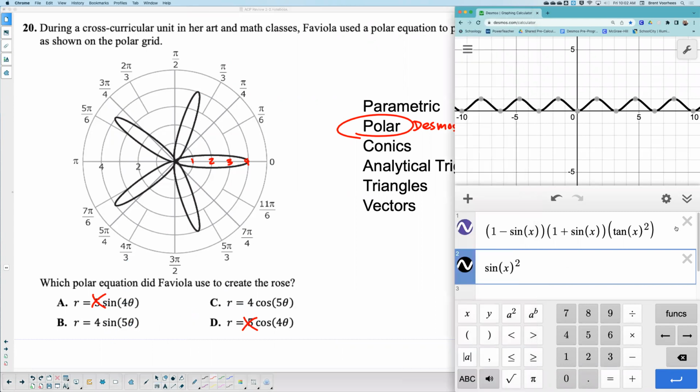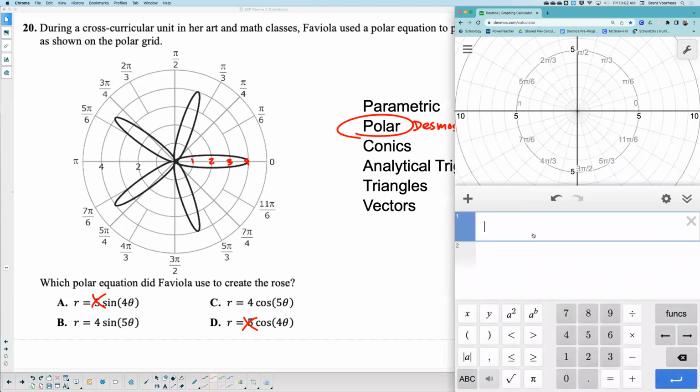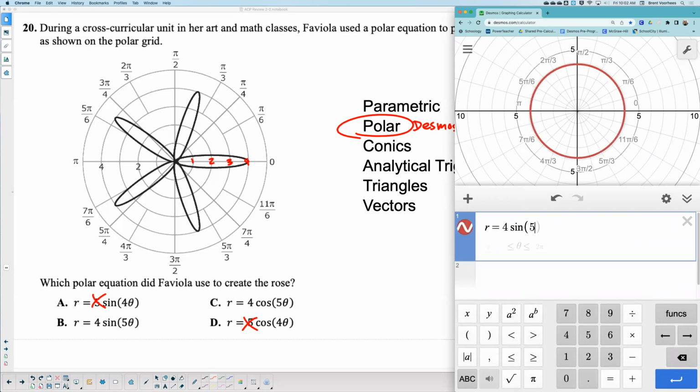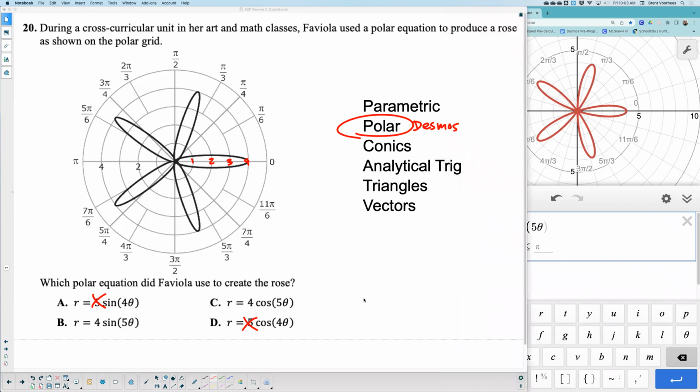I already have Desmos up. This will be great. I'm going to switch to polar just to make sure. Switch to polar grid. R equals 4. I'm going to press functions for sine 5 theta. Where do you get the theta button on polar? ABC. It's under P to the right of L. Above the delete. Is it the sine function? No, which means it must be cos. I try cosine. Does that look right? Yeah, it does. It does. So the answer is C.